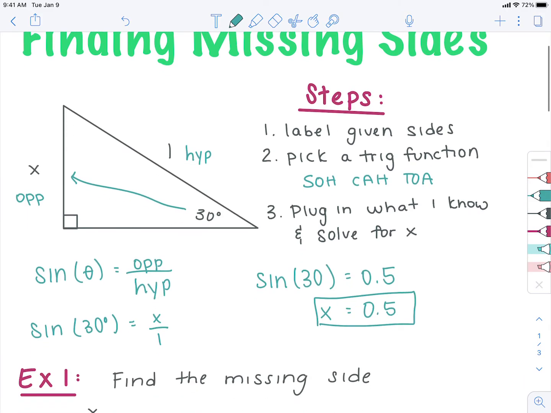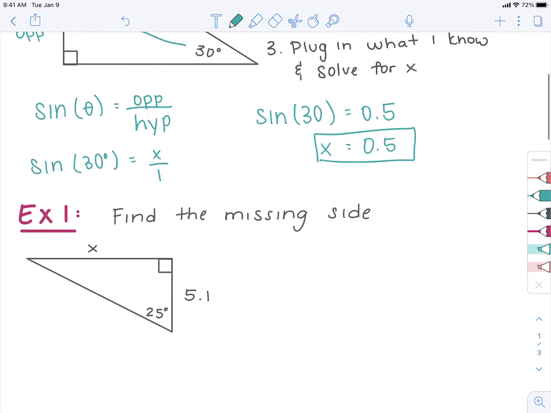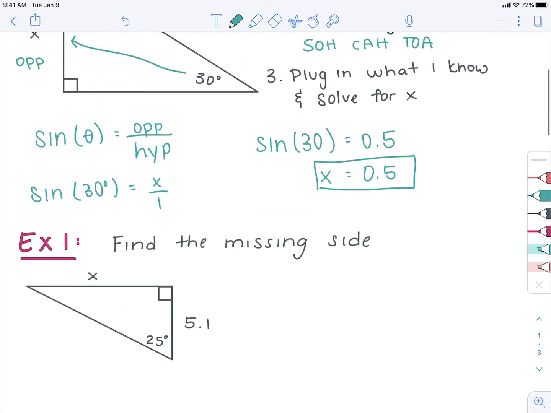So let's try and find the missing side for this second triangle. They said I have an x, I have a 5.1, and I have an angle of 25. So the first thing I want to do is use that angle of 25 to label my sides. I see that the x is across from the 25, which tells me the x is the opposite. The 5.1 touches the 25. It's not the hypotenuse, so that tells me this is the adjacent.